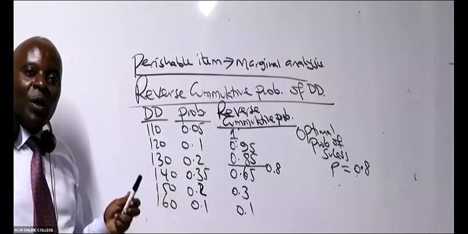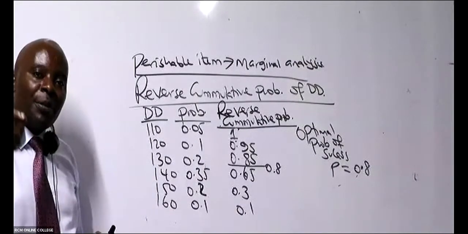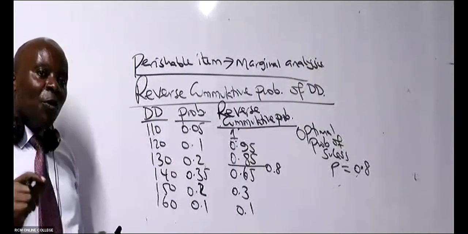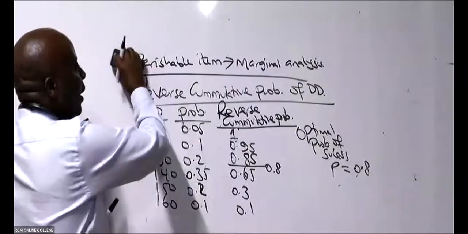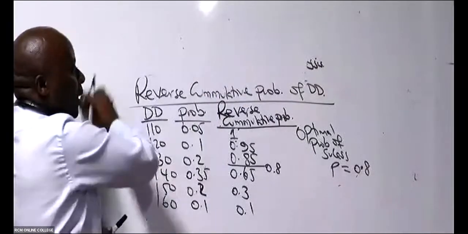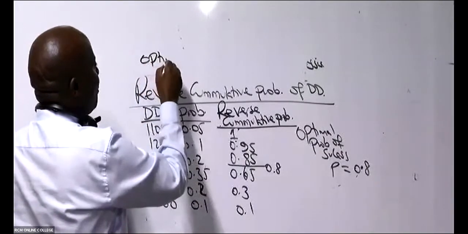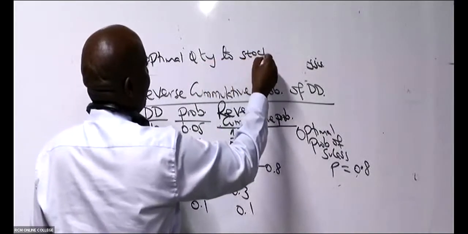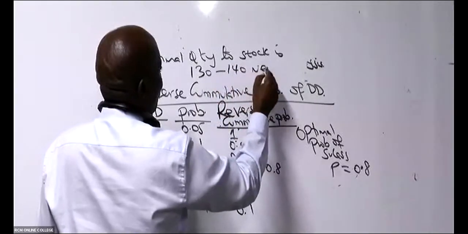But you see, the examiner will tell you to use a continuous distribution. A continuous distribution has probability as decimals, so the examiner would want you to interpolate. So at the end of the day, what you are telling our examiner is that this ninja selling newspapers should stock the optimal quantity of 130 to 140 newspapers.